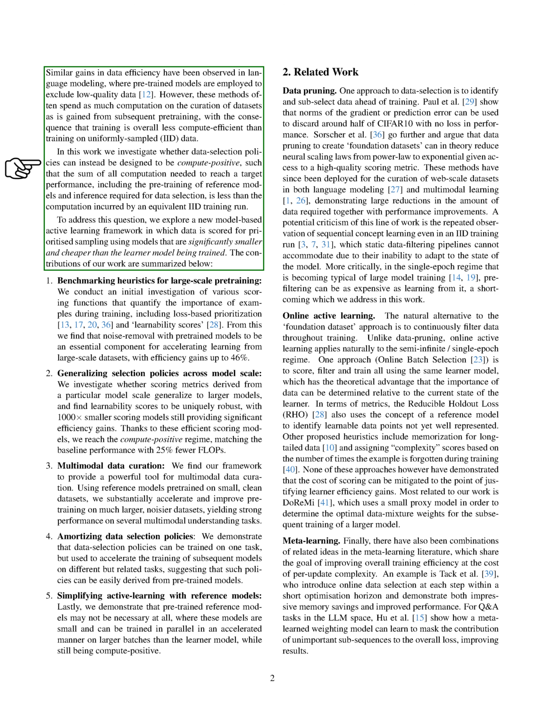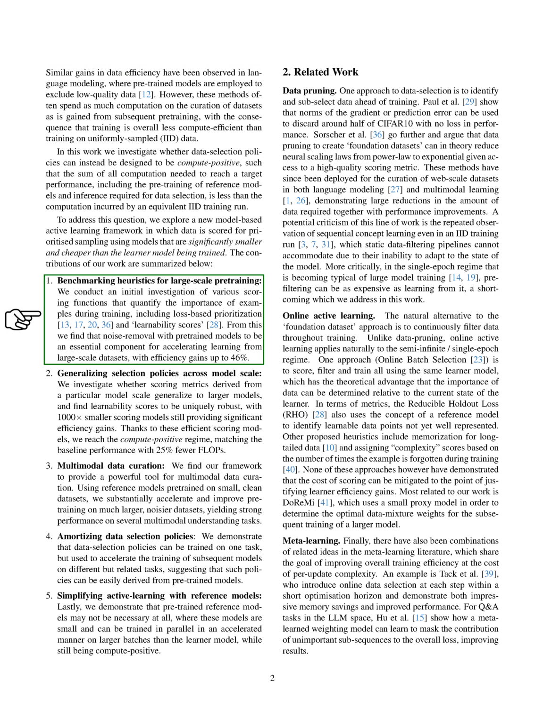In our work, we're looking into whether we can design data selection policies that are more efficient. We want to see if we can reach our target performance with less computation, including the pre-training of reference models and the inference needed for data selection, than an equivalent training run with uniformly sampled data. To do this, we're exploring a new active learning framework where data is scored for prioritized sampling using models that are smaller and cheaper than the learner model being trained.